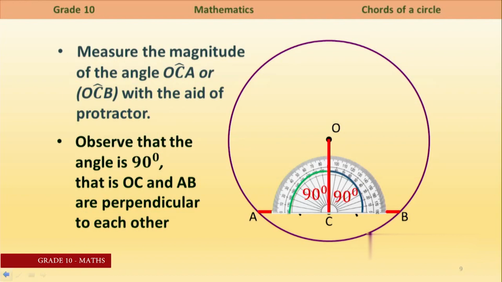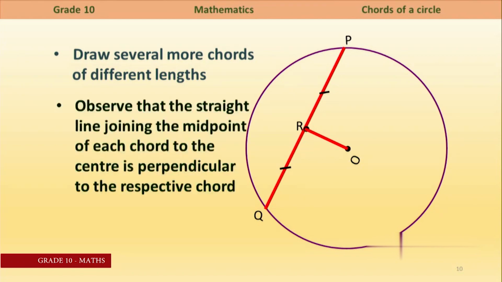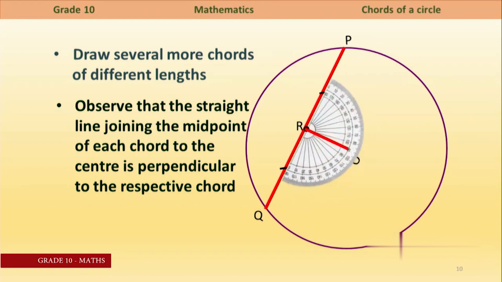Then I will take another circle with another chord. I have done the same activity to that circle. That means I have joined the center and the midpoint of the chord. So here also I am going to measure the angles made by joining the center and the midpoint of the chord PQ. Let's measure the angles using the protractor. So we have 90 degree, angle ORQ and angle ORP. So here also you can observe that the straight line joining the midpoint of each chord to the center is perpendicular to the respective chord.